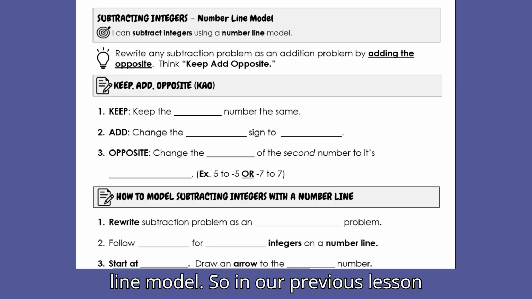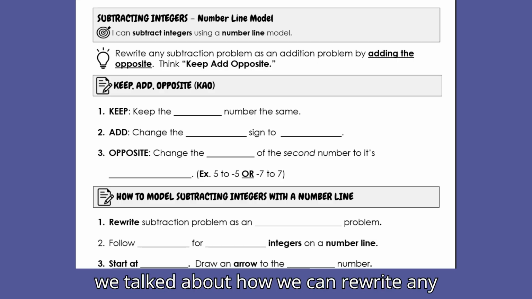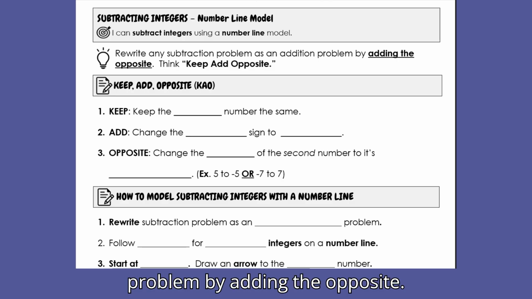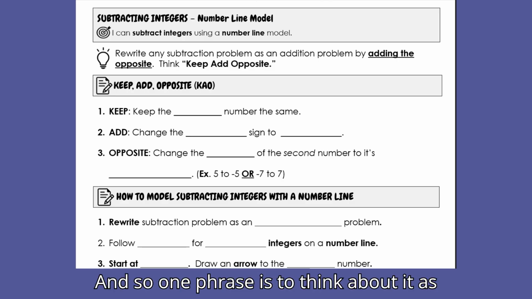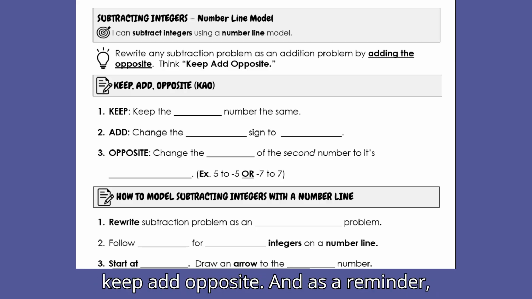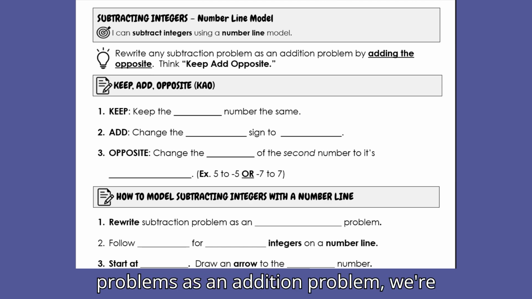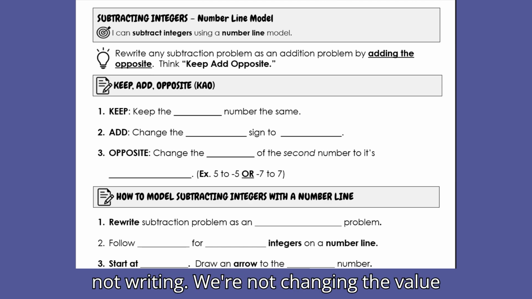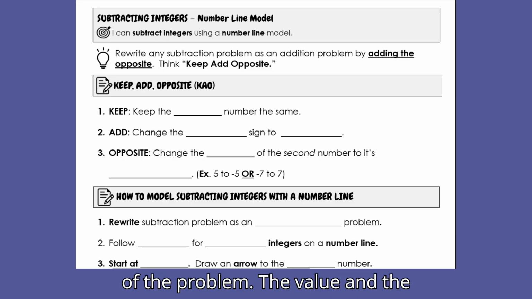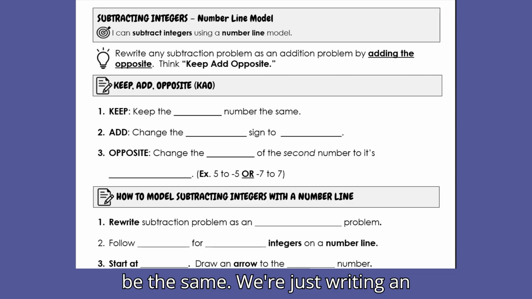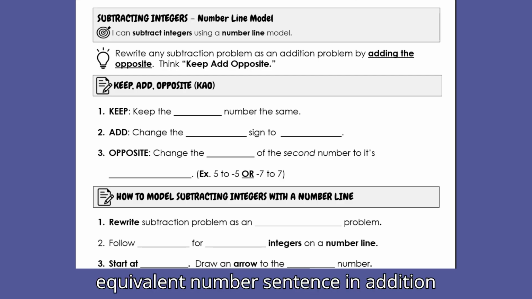So in our previous lesson, we talked about how we can rewrite any subtraction problem as an addition problem by adding the opposite. And so one phrase is to think about it as keep, add, opposite. And as a reminder, when we rewrite these subtraction problems as an addition problem, we're not changing the value of the problem. The value and the outcome, the sum, the difference, the answer to the problem is still going to be the same. We're just writing an equivalent number sentence in addition form.